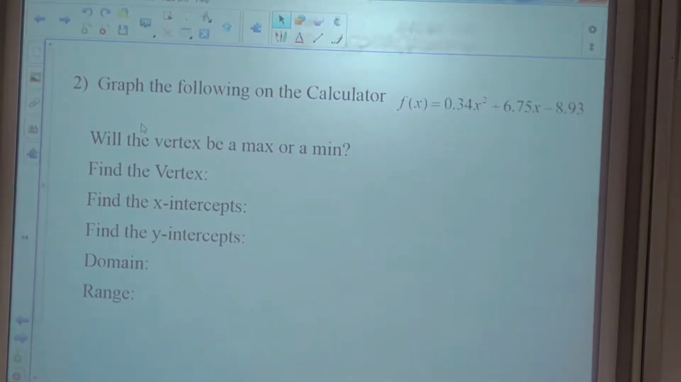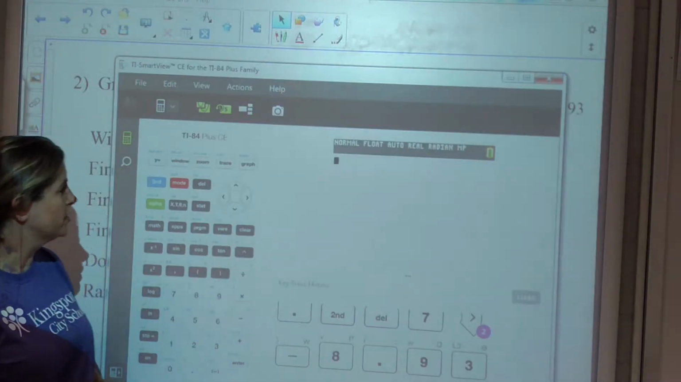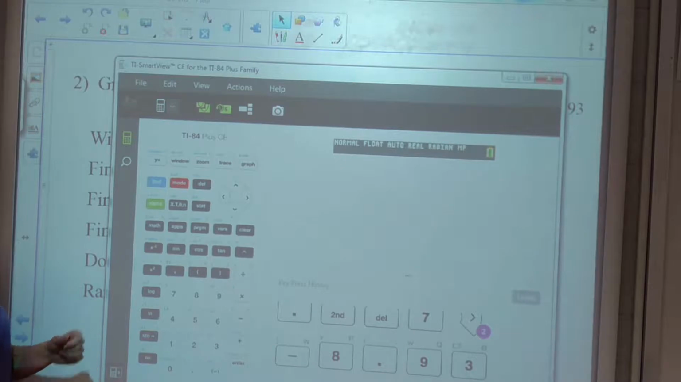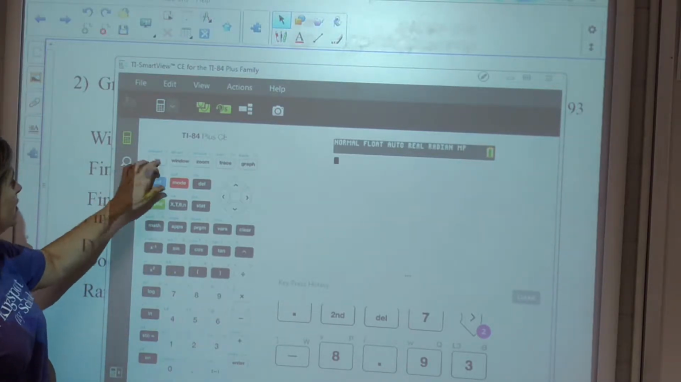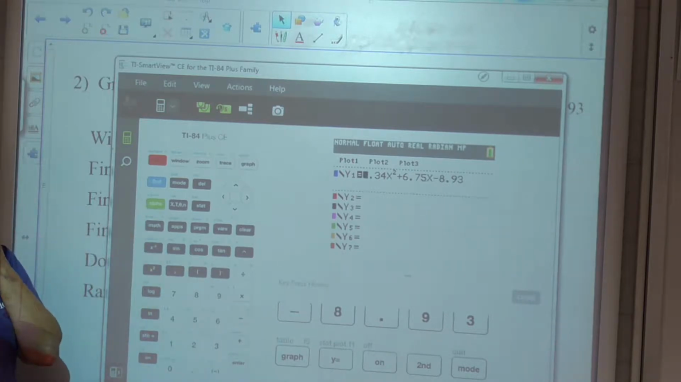How to use your calculator to find the maximum, minimum, x-intercepts. And the first thing you want to do is actually put your equation into your calculator. So turn the calculator on, go to the y equals, and from there you're going to just type the equation in. Make sure of a couple of things.